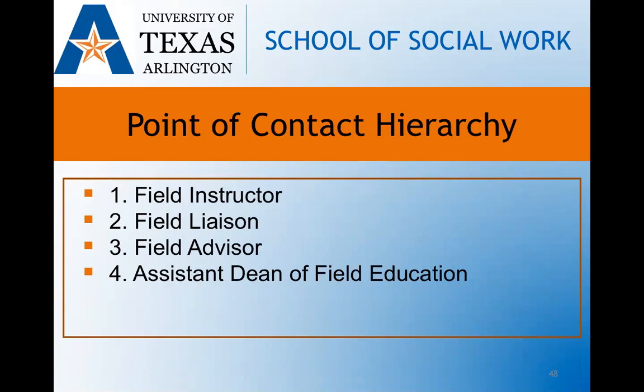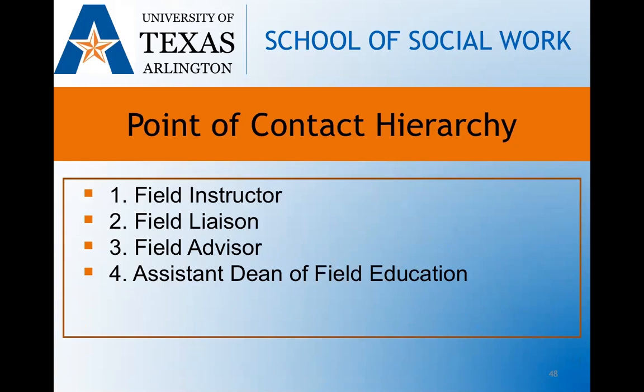So in terms of thinking about, I'm having issues in field, what do I do first? Who do I contact? Your first point of contact is going to be your field instructor. And your field instructor is the person at the agency who is your supervisor. If there's an issue that can't be resolved by your field instructor, or maybe it's an issue that is related to a conflict you're having with your field instructor, then you would contact your field liaison. And again, this is the person who works here for UTA, who is your kind of mediator.